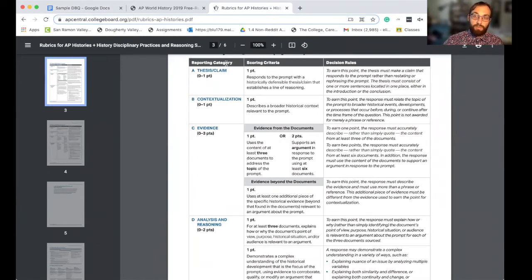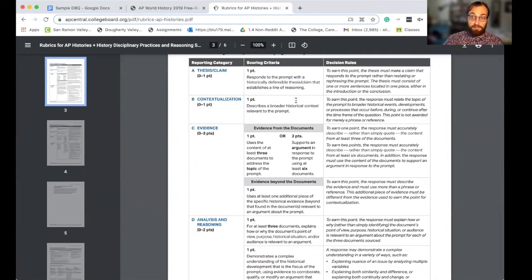Let's look at the 3 points. The first point we're going to go for is the thesis and claim point. Okay. Responds to the prompt with a historically defensible thesis or claim that establishes a line of reasoning. In other words, it has to make an argument. Now, what you may not be aware of, what isn't immediately clear, is that there's nothing in that about reading the documents. Nothing in there says you have to use the documents to create that claim.